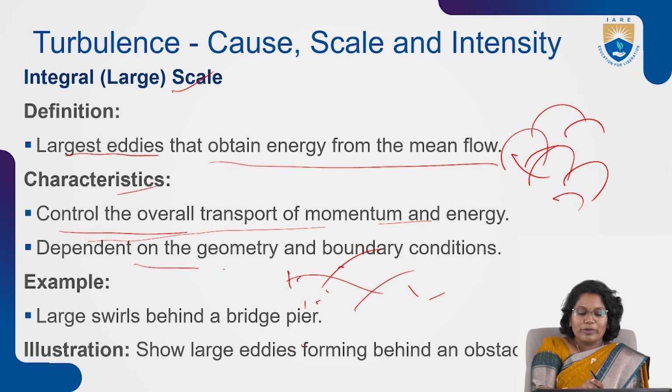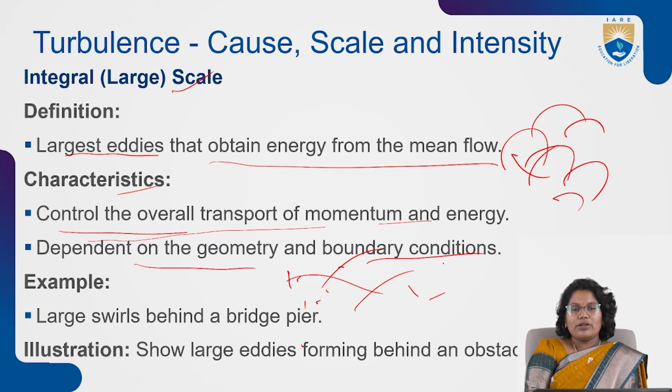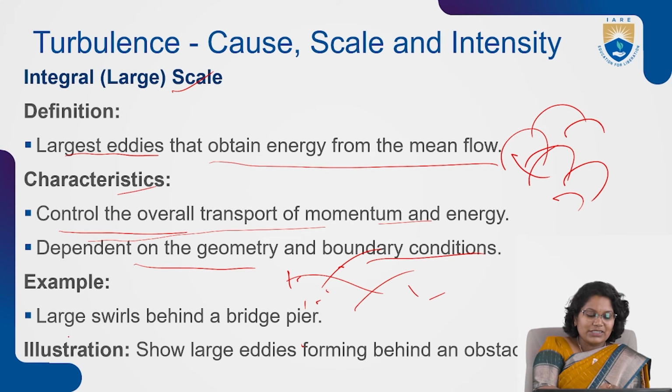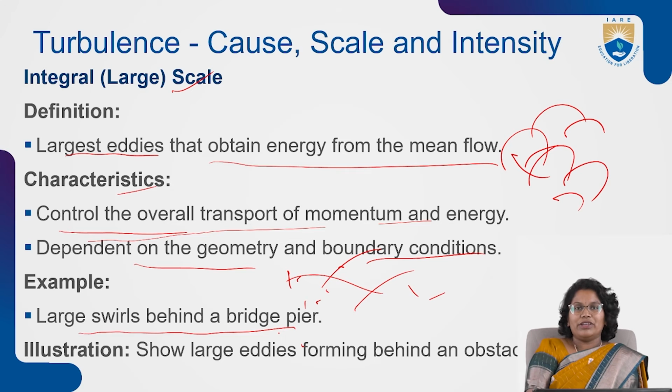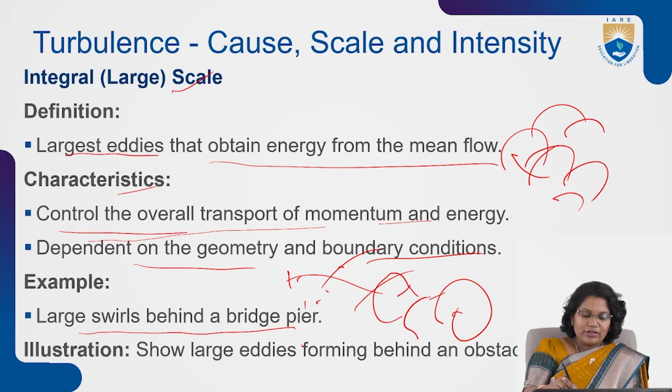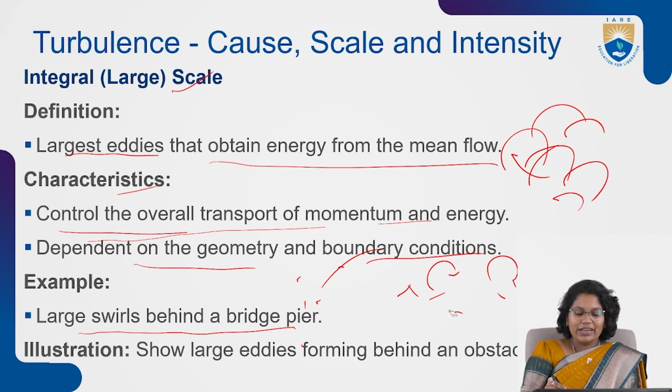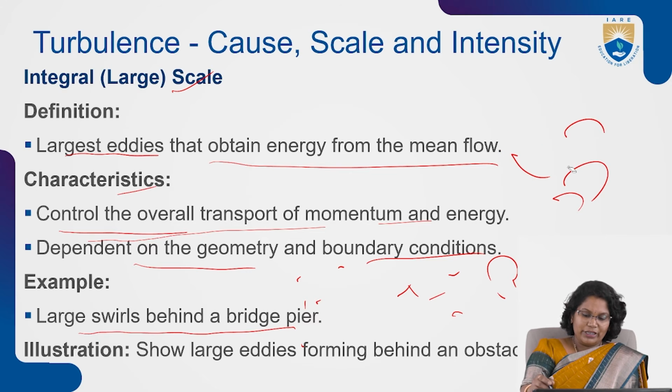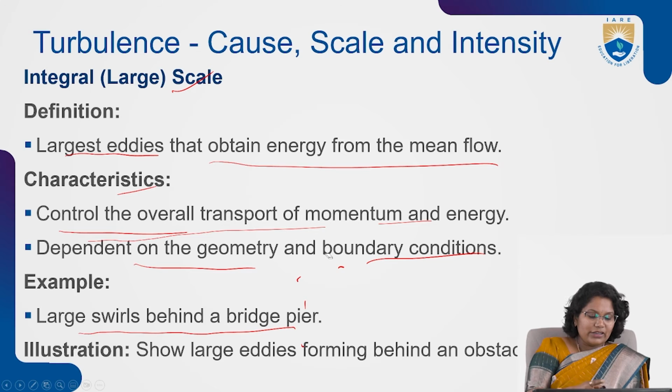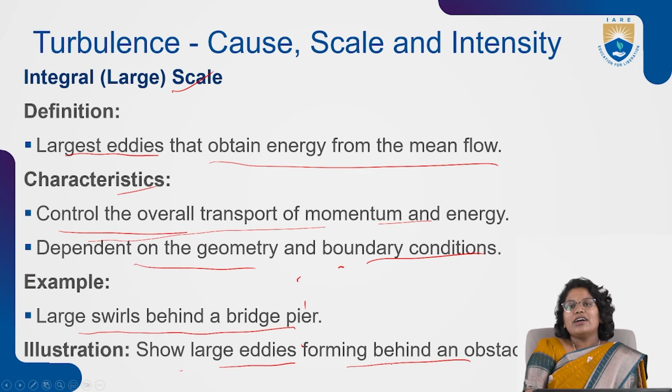Depending on the geometry and boundary conditions, it is a small scale or large scale. An example is large eddies behind a bridge pier. The illustration shows large eddies forming behind an obstacle. After the obstacle, there is large eddy formation.